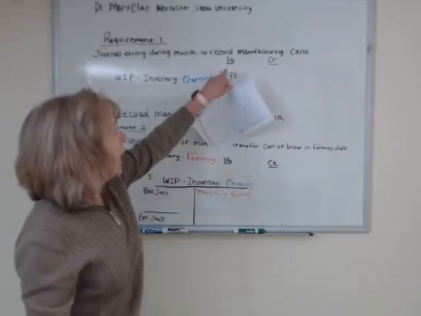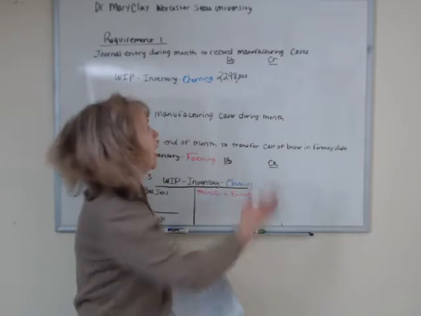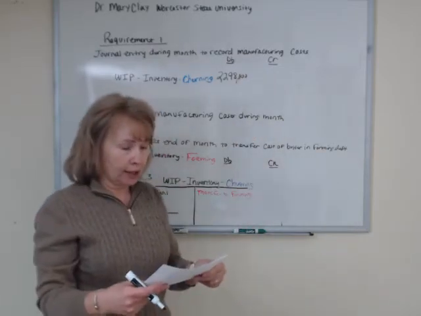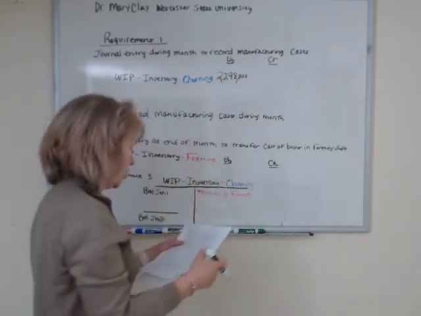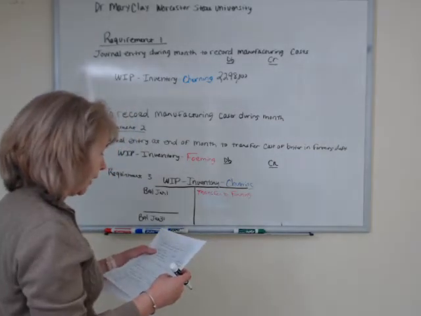Now, when you work in the lab, they won't have debit and credit. I like to do it just to keep my work neat. Remember, the debit is always listed first, credit is listed second.